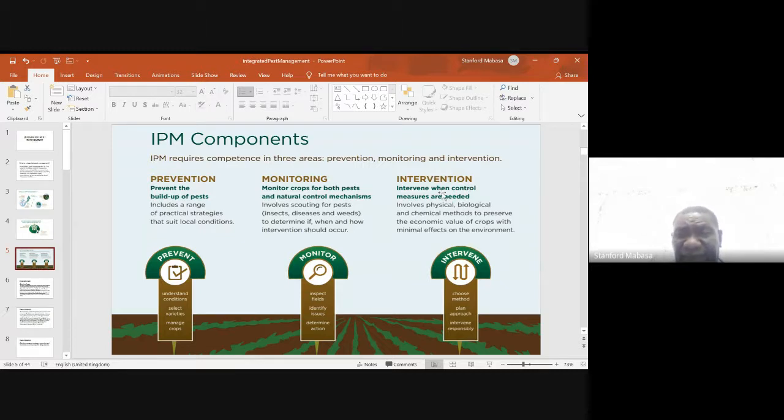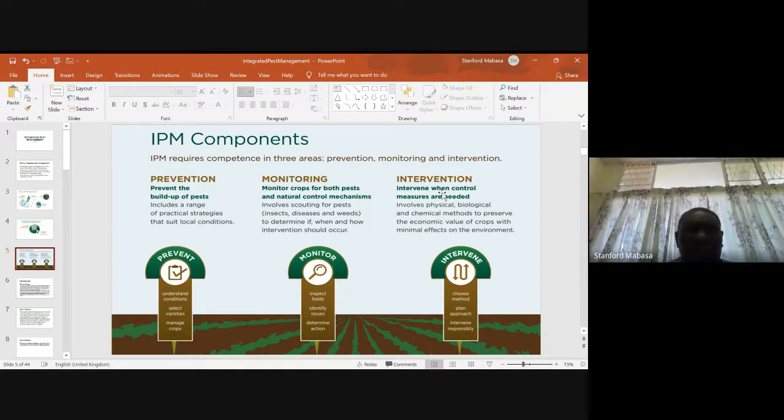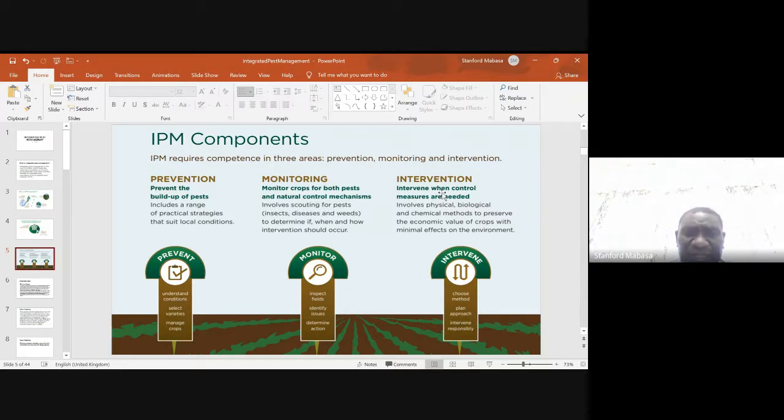Then intervention. This is when we have to implement control measures. This may involve physical, biological, or chemical methods, so that we keep the pests at a population which is not going to damage or to decrease crop yields. So please remember that when we talk about integrated pest management, first we are talking about prevention. That is the first point. The second point is that we are talking about monitoring. And finally, we are talking about intervention, coming in with various control methods.